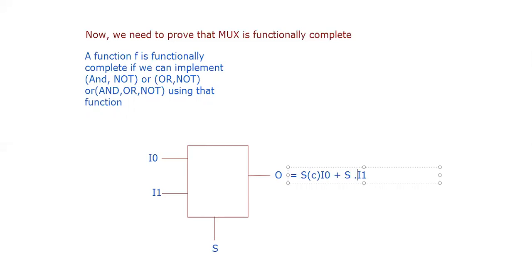I believe this is clear. S complement I naught plus S into I1. If this is complemented, this will be selected. If this is not in complemented form, I1 will be selected. So either this or this will be selected, therefore this OR. Now we see that it is complemented and this is selected, therefore this AND. So if you go through the AND OR gate representation, you will get that output is equal to S complement into I naught plus S into I1. I am drawing it once more so that it is clear for you.